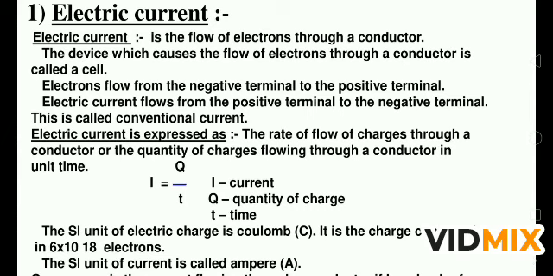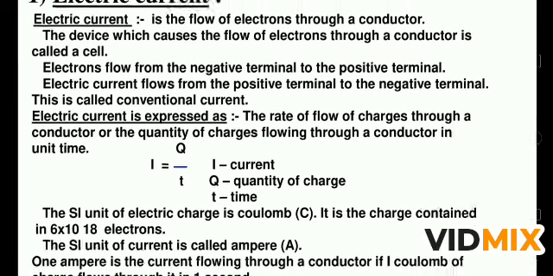Electric current is expressed as the rate of flow of charge through a conductor, or we can say the quantity of charge flowing through a conductor in a unit time is called current. Means rate of flow of charge is called current, and its symbol is I. So I is equal to Q upon T, where I is symbol of current, Q is symbol of charge, or we can say quantity of charge, and T is time.